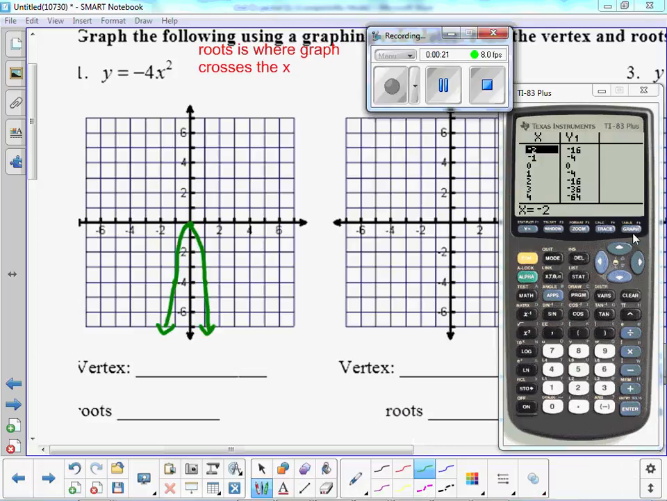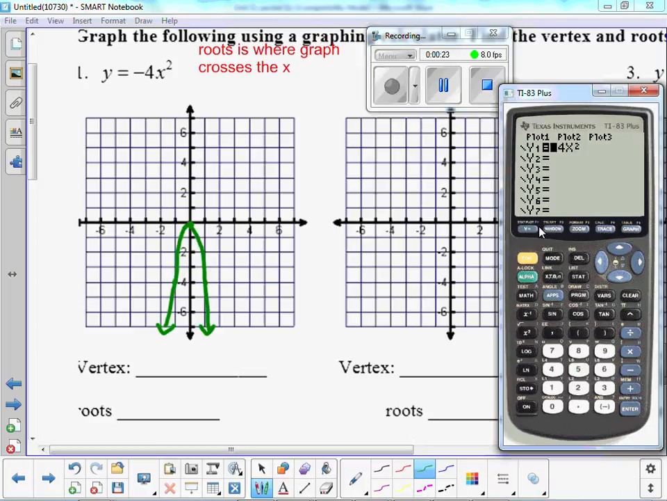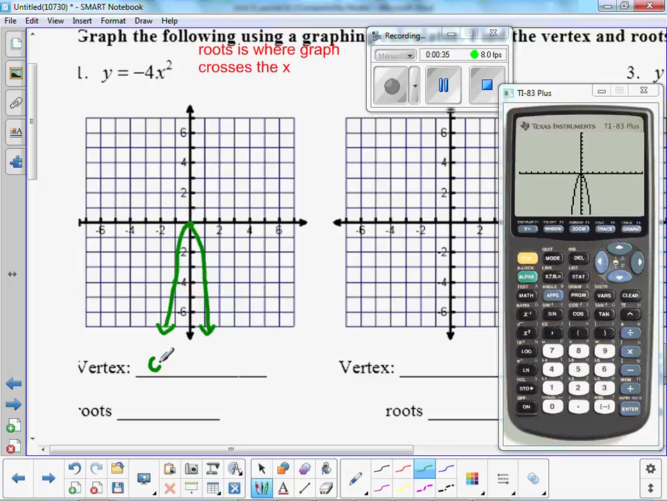As you see here, when I've graphed this, we'll go back to what the graph looks like, and I've sketched it here. So we see our vertex clearly. The vertex is right here at 0, 0. And we know the vertex means the turn in the graph. It turns at 0, 0.